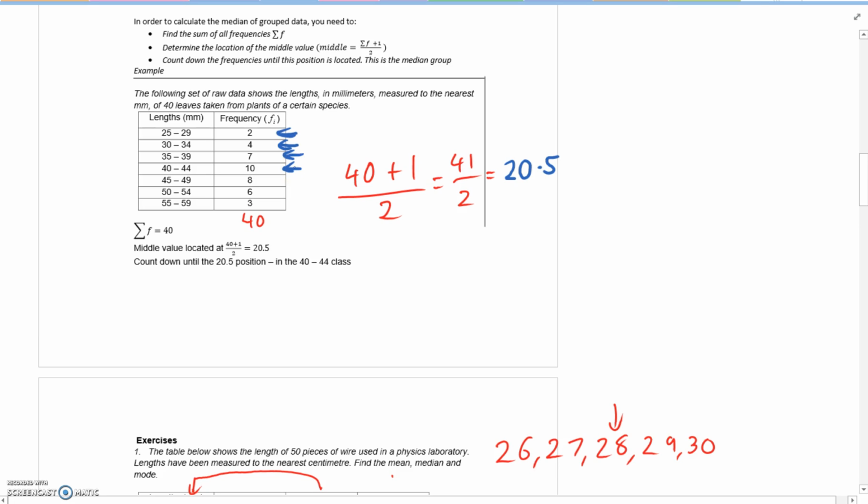That's a bit confusing, but basically the middle value is located somewhere between 40 and 44 millimeters. So we would just say that the middle value is between 40 and 44. We just count down through those frequencies until we get to the position of 20.5, and then we list that class.